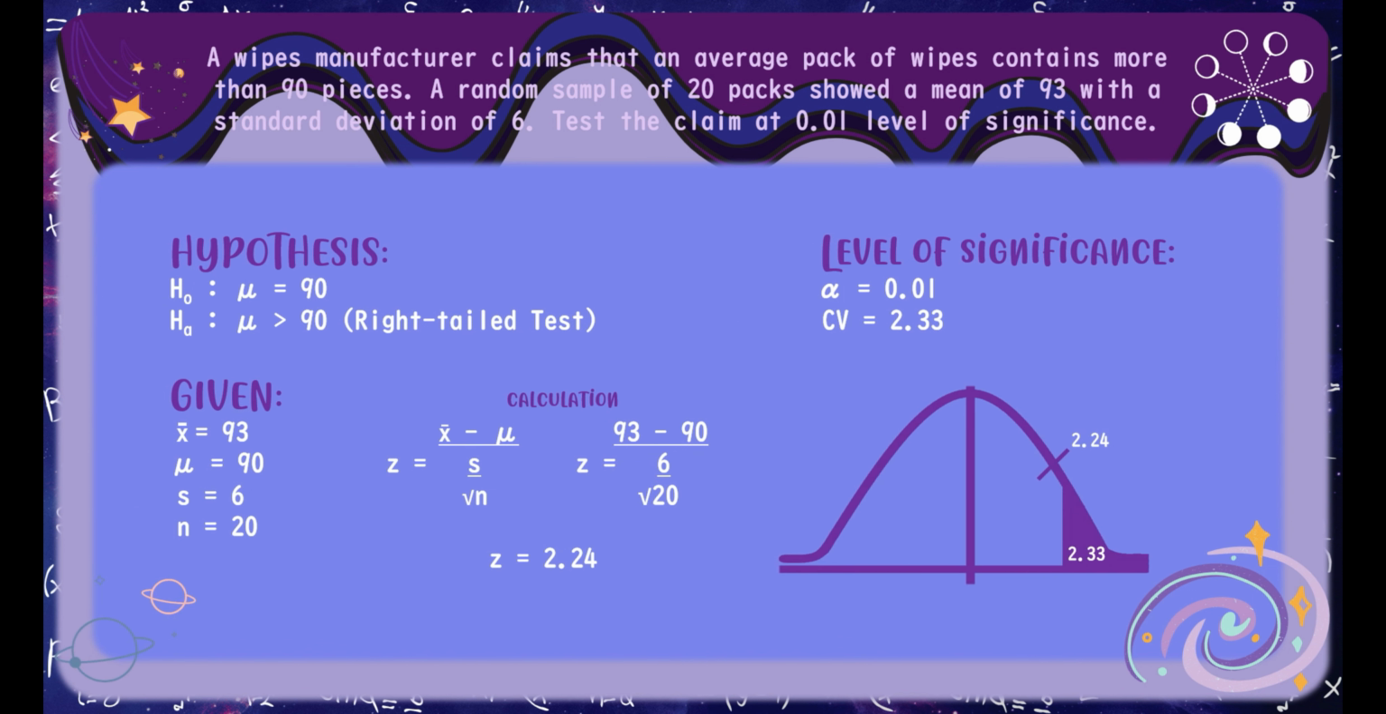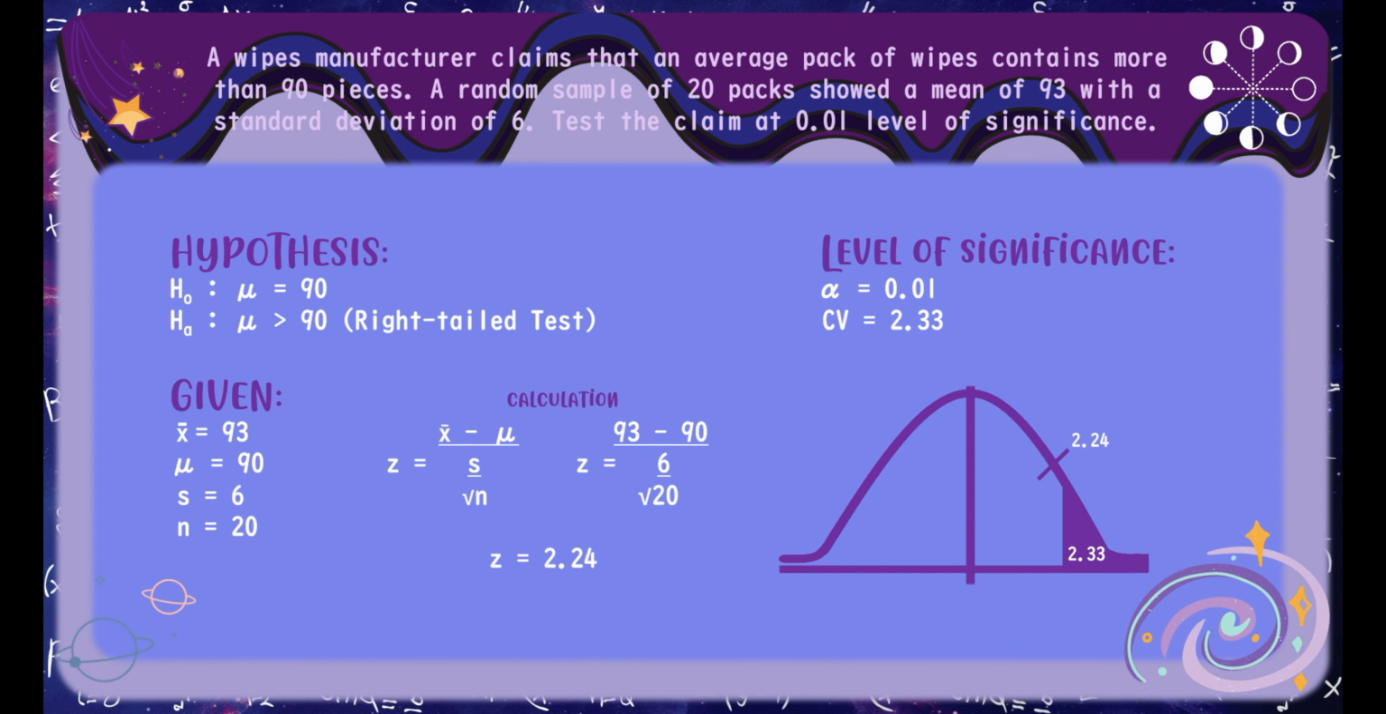Hypothesis. Null hypothesis: mu is equal to 90. Alternative hypothesis: mu is greater than 90, which is considered a right-tailed test. Level of significance is equal to 0.01 with a critical value of 2.33.